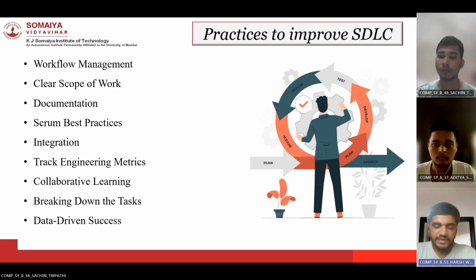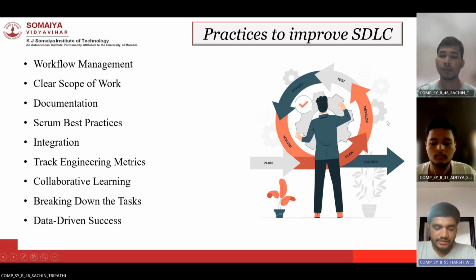The third one is documentation. Documentation is making a written record of project related details, including deliverables, deadlines, resources, and others, with the motive to unify and organize project information. It is vital for engineering teams as it keeps the team aligned, eliminates the chances of scope creep, and lessens irritation. The next one is Scrum best practices.